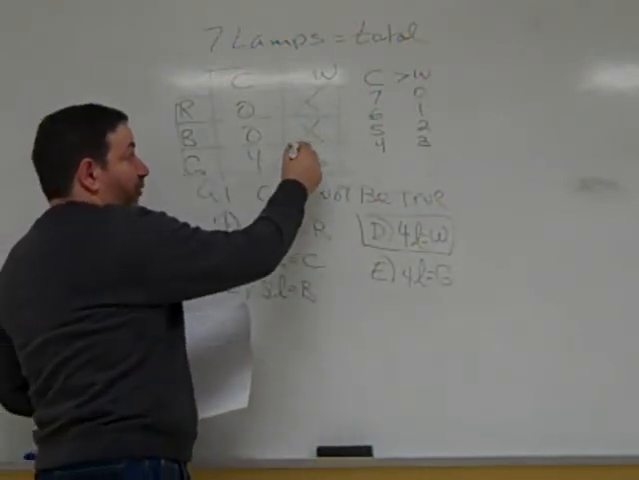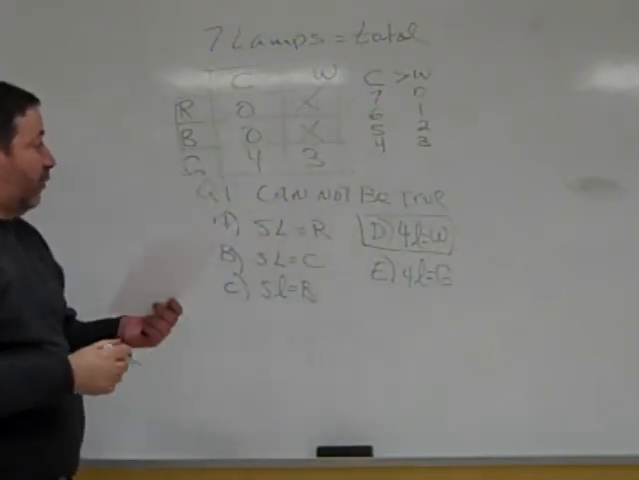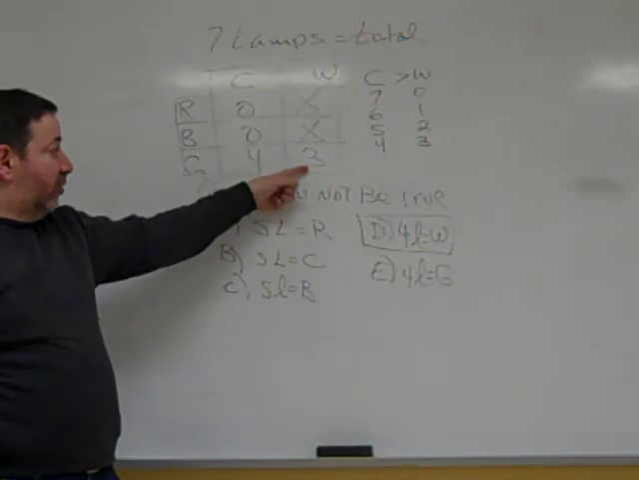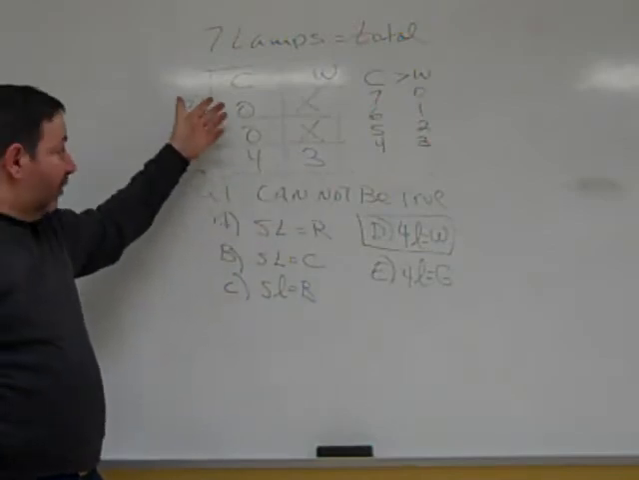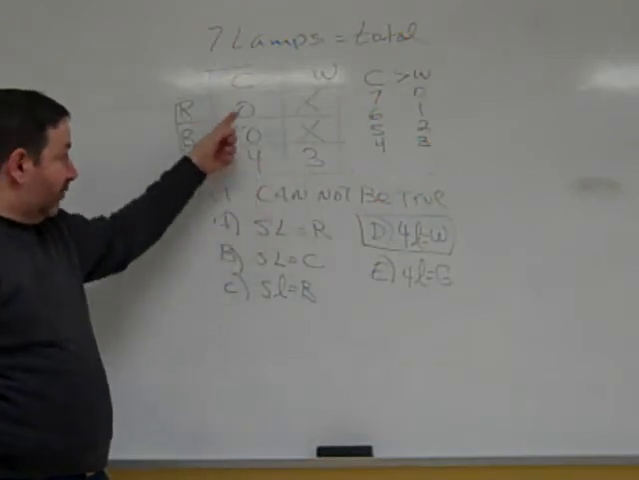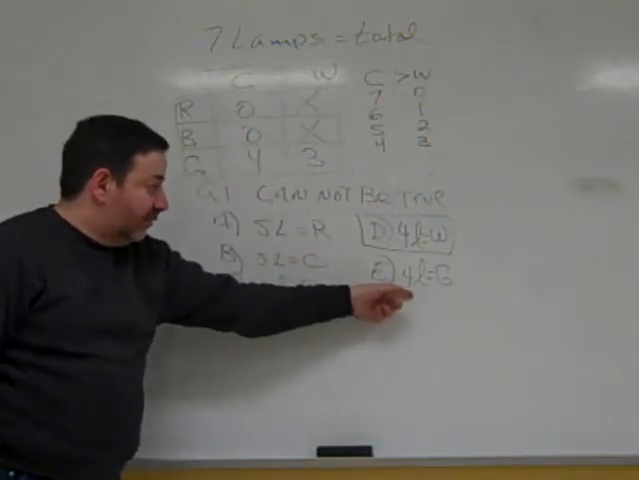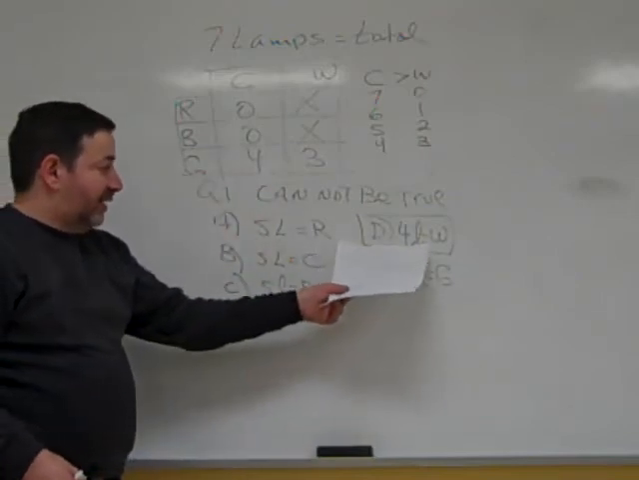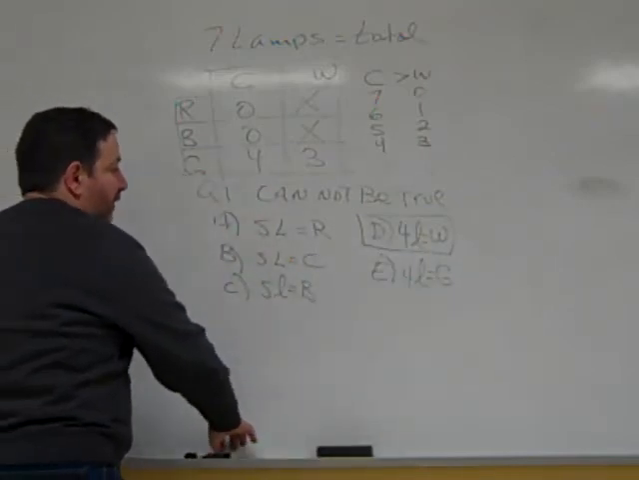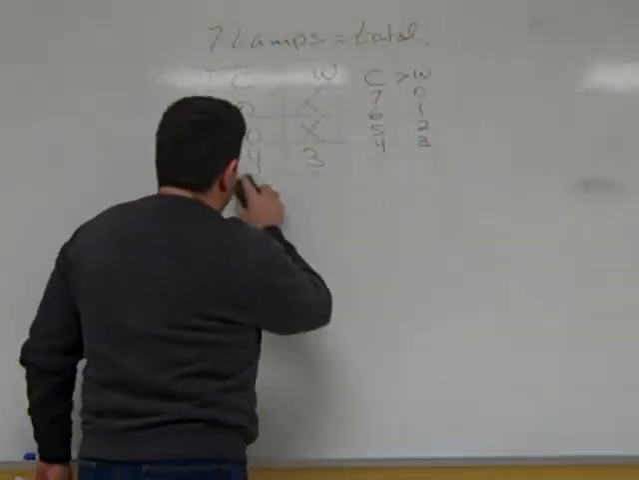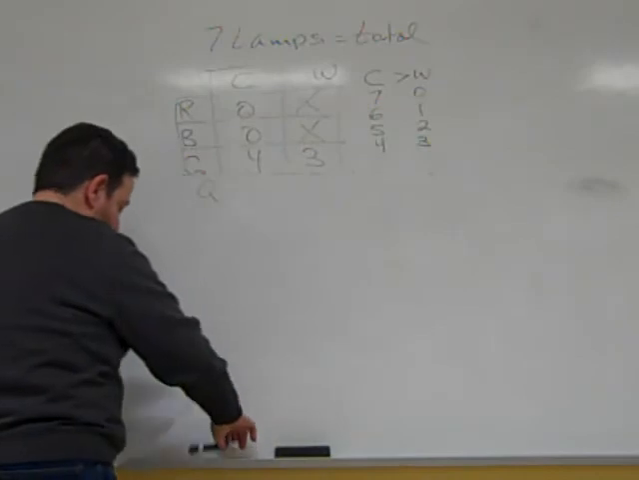I can have 4 and 3, and that's 7. I could have put 2 here and 1 here, as long as they add up to 7, and I have less wooden than I have ceramics, and I have 4 by the green, everything is good. So like I said, the answer is letter D. Let us consider question number 2. Do 2 sample questions.